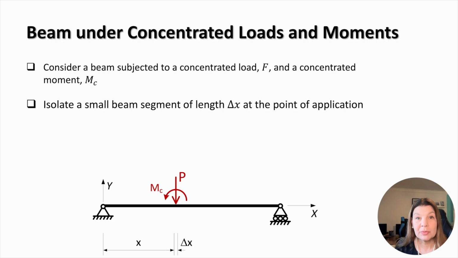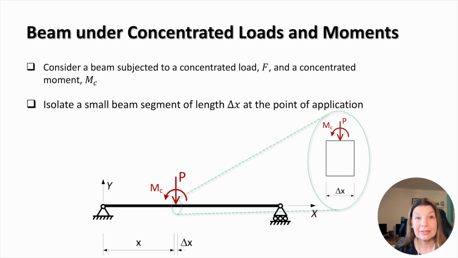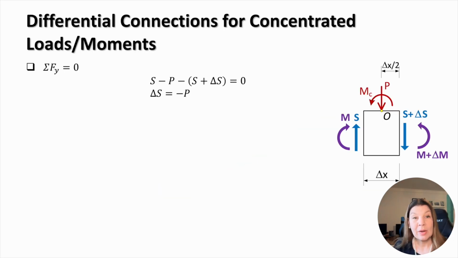We'll now consider beams subjected to concentrated loads and concentrated moments. Unlike distributed loading, concentrated actions act at specific locations along the beam, and therefore they produce sudden changes in the internal force diagrams. To investigate this behavior, we isolate a very small beam segment of length delta x at the point where the concentrated load and concentrated moment are applied. We will now use equilibrium equations to determine how the concentrated loads and moments influence the shear force and bending moment diagrams. We now apply equilibrium equations to the small beam segment containing the concentrated load and concentrated moment.